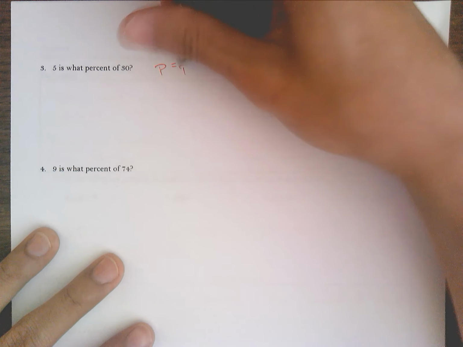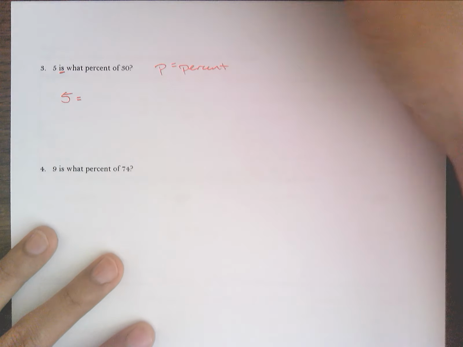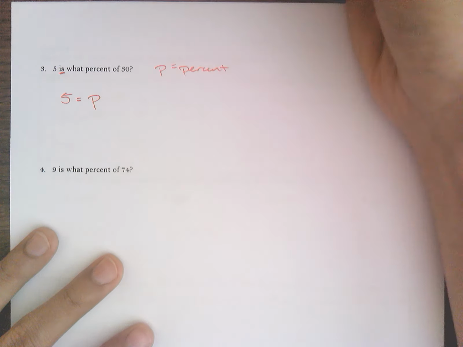So first, I see that we have 5 is what percent. We're trying to find the percent. So let's define the variable. We'll say p equals our percent. And let's set up an equation. Well, we have 5 is, well, is equal, so equals what percent, or percent p, of 30, so times 30. And we want to solve for p.